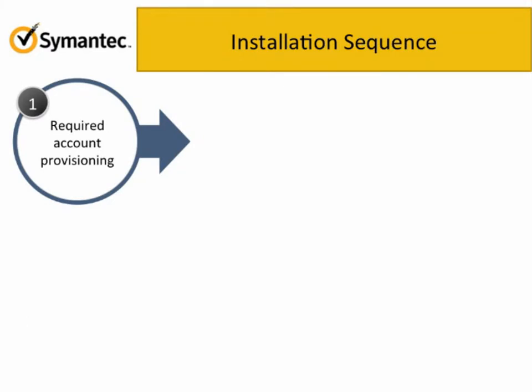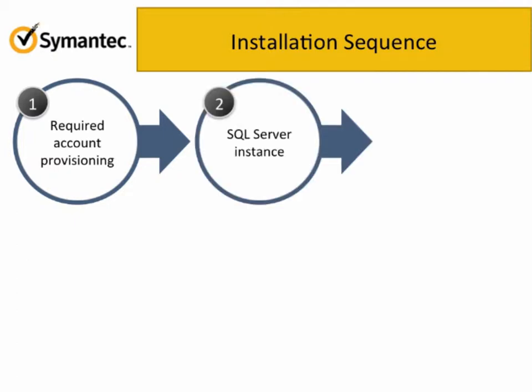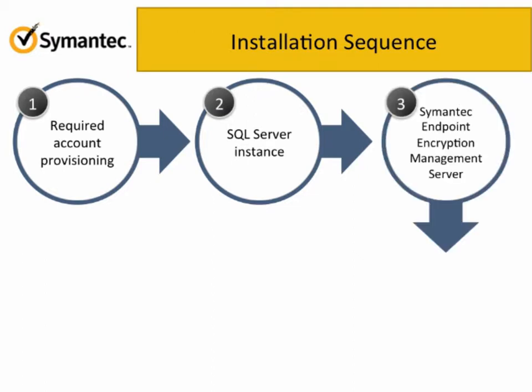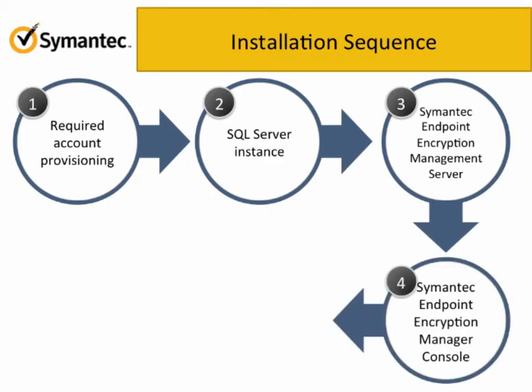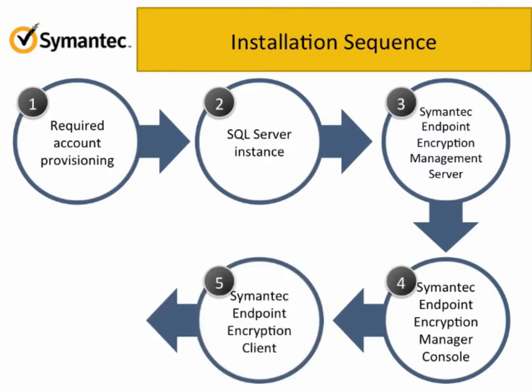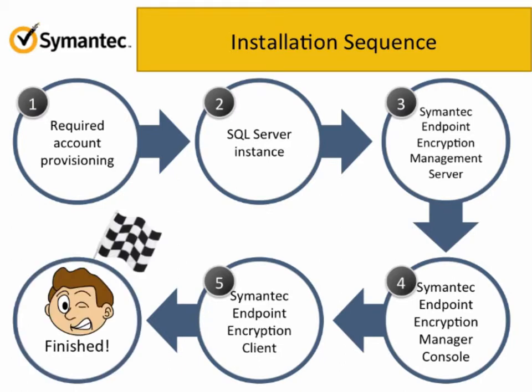Here's the installation sequence. We will look at each of these in detail. First, we need to provision some required accounts for installing and operating Symantec Endpoint Encryption. We will also require an SQL Server instance. Then we can install the Symantec Endpoint Encryption Management Server. Next, we can install the Manager Console. After that comes the Symantec Endpoint Encryption Client installations. And then we're done. Pretty simple, right? Of course, there are a lot of little steps in between, and we will be covering the most essential.